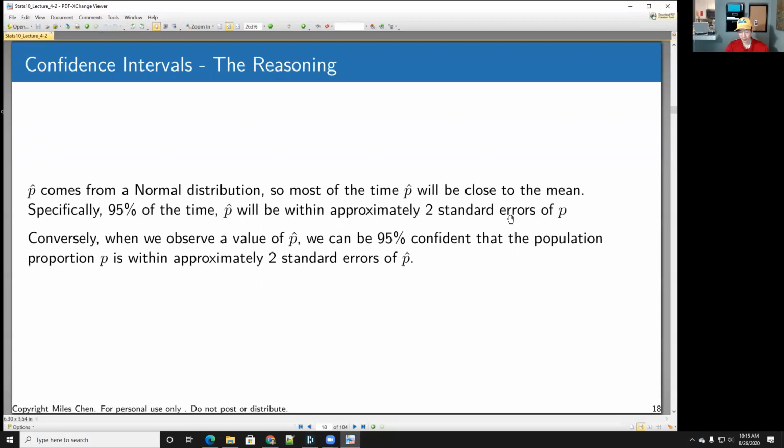So even when we're doing a confidence interval, even though we cannot observe the population proportion p directly, and are observing only a sample, when we observe a p hat, we can be 95% confident that the population proportion is about within two standard errors of that p hat that we've observed.